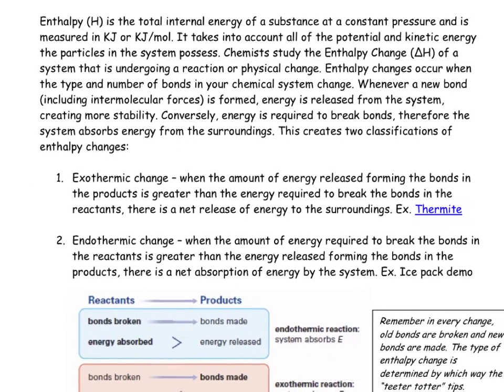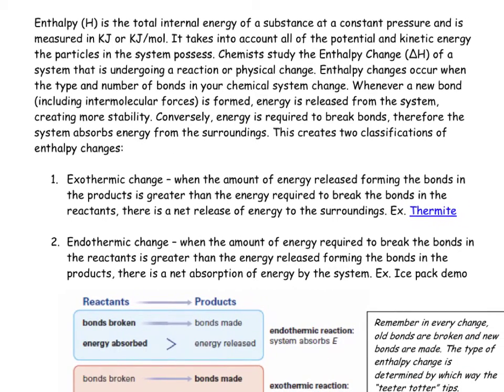Enthalpy, symbol H, is the total internal energy of a substance at a constant pressure, and it is measured in kilojoules or kilojoules per mole. It takes into account all of the potential and kinetic energy of the particles in the system. Chemists study the enthalpy change of a system that is undergoing a reaction or physical change. We use the mathematical symbol delta H to represent this.